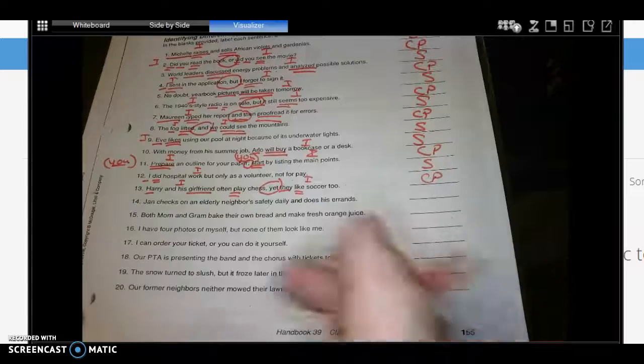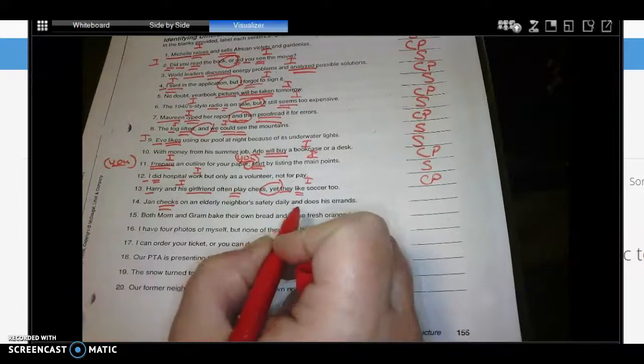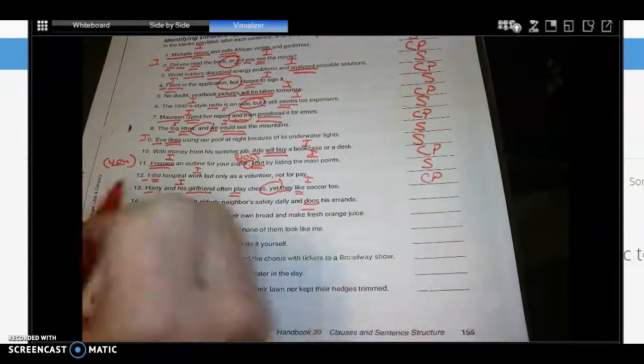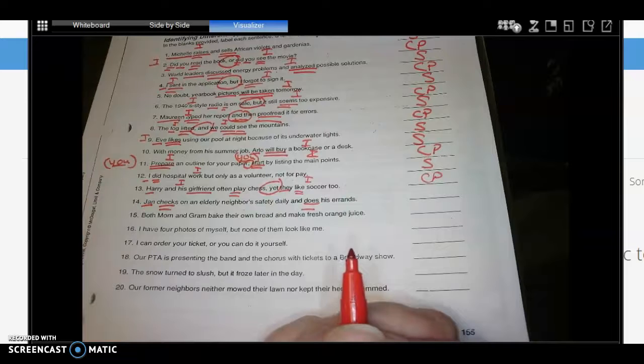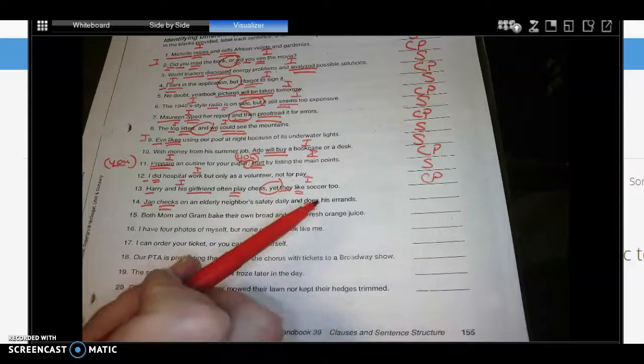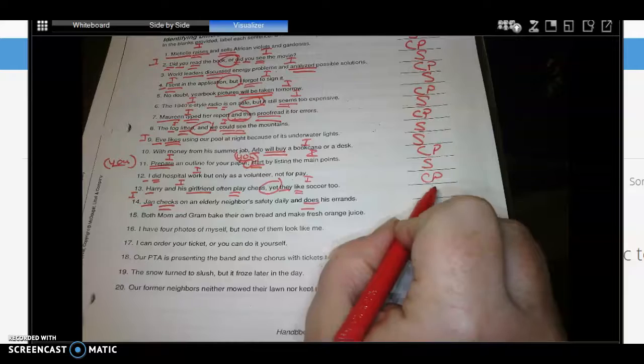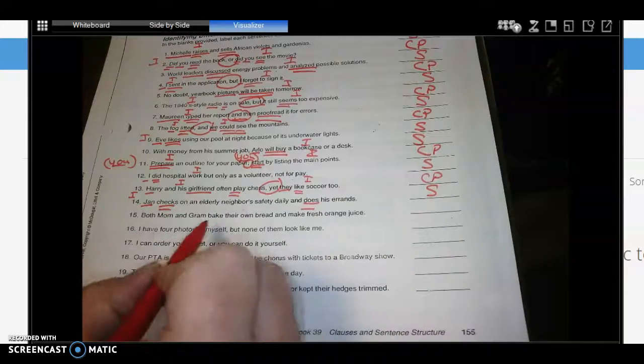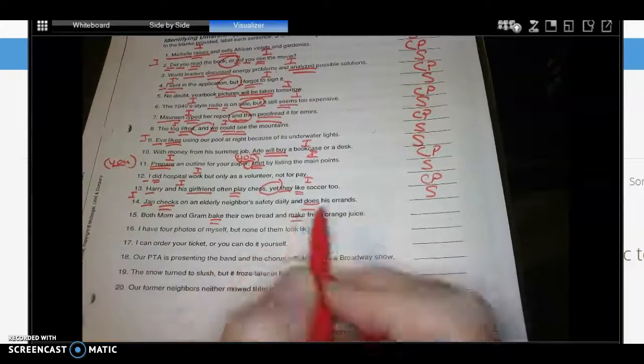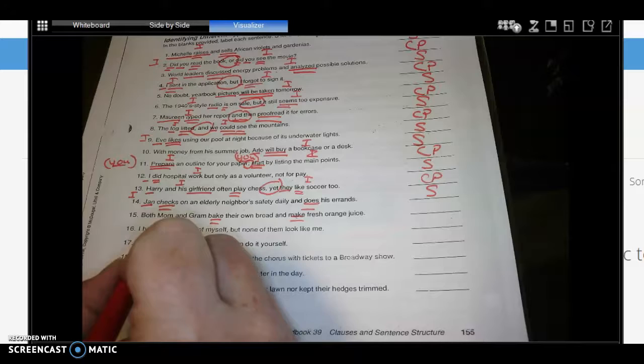Let's look at 14. Checks and does. Now, who checks and who does? The answer is Jan. That's my subject. But I don't have a subject on this side, and there's no comma. So this one only has one independent. It's simple.